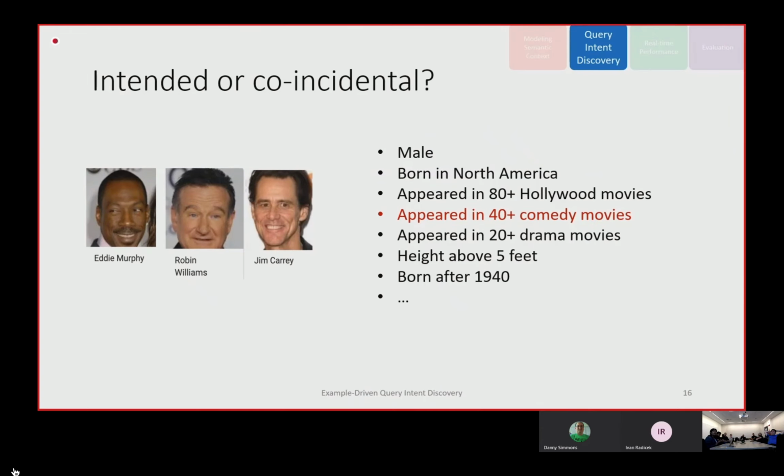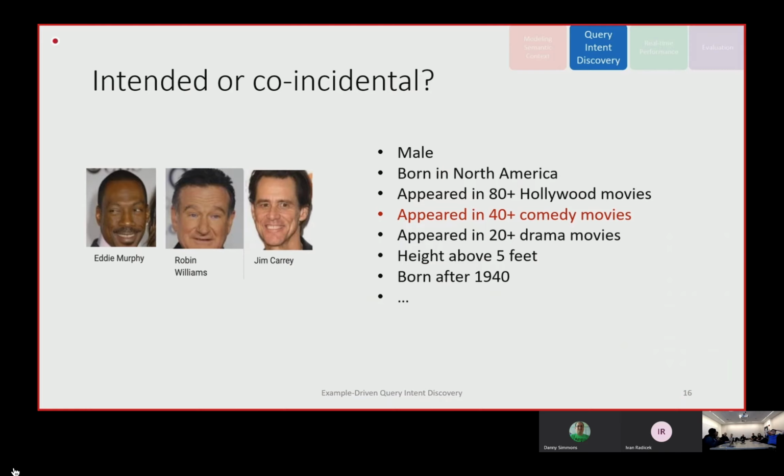So far I have highlighted to you that Alice is looking for funny actors, and I guessed it from the fact that these people appear in a large number of comedy movies. But these people are similar in many other ways. They are all male, they are all born in North America, and so on and so forth. Are all these similarities intended by Alice? How can we figure this out?